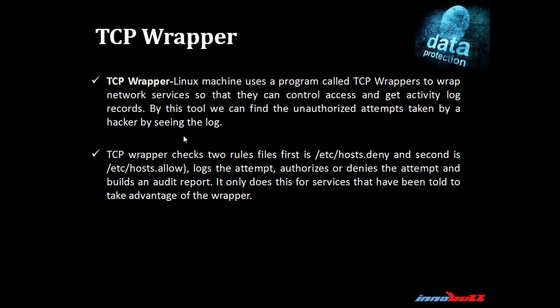TCP wrapper checks two rules first. The first one is /etc/hosts.deny, and the second is /etc/hosts.allow. It logs the attempt, authorizes or denies the attempt, and builds an audit report. It only does this for services that have been told to take advantage of the wrapper.